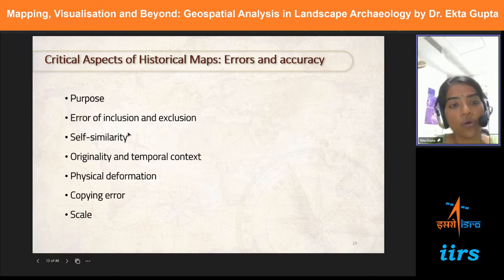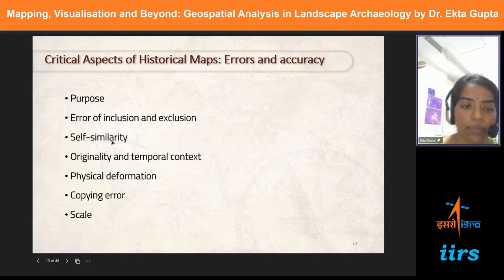Then there is error of inclusion and exclusion. Sometimes they do not go to a far distance and check the place they notice from afar correctly, and they include something which is not there. And sometimes they exclude, maybe by choice, or because they have not done enough survey. So something which is not present in the map may not mean that it did not exist. It may not have been of interest to the map maker, or they had not done enough survey to include it.